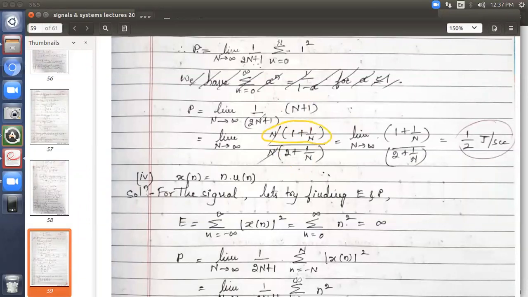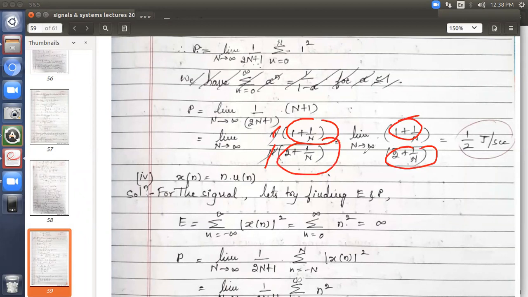Now the denominator, if you take n common, you will get 2. You will remain with 2 plus, here you don't have n, so divided by n. So now you check whether you will get it back. 2n, multiply this 2, you will get 2n. Multiply these two, n by n, you will get 1. Yes, you will get it back. So if you take that, n gets cancelled, you will be left with 1 plus 1 by n over 2 plus 1 by n.